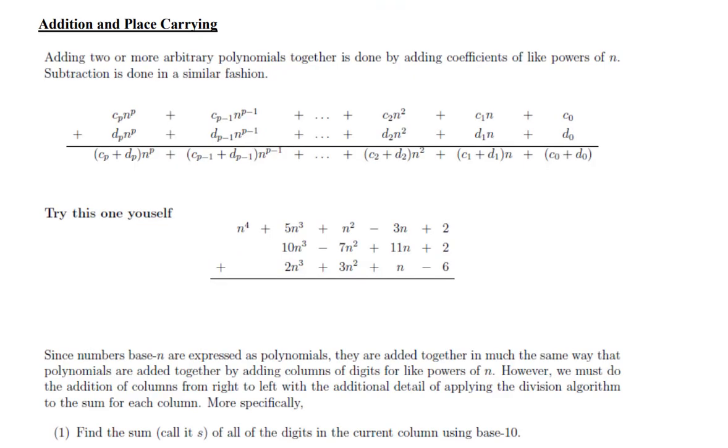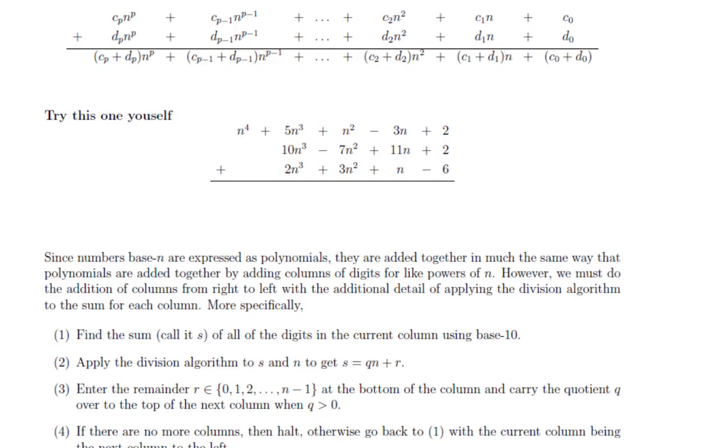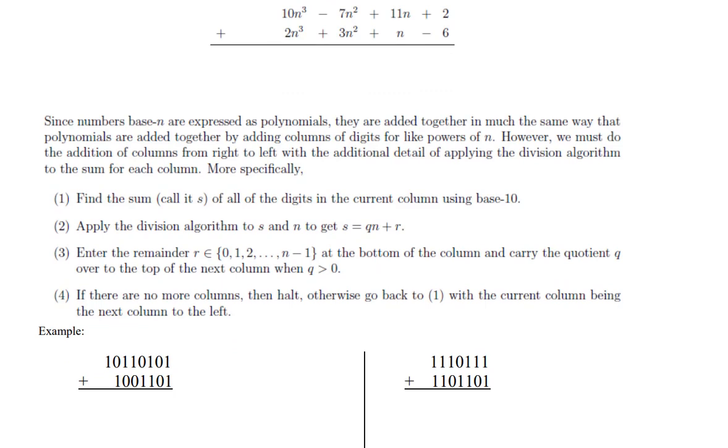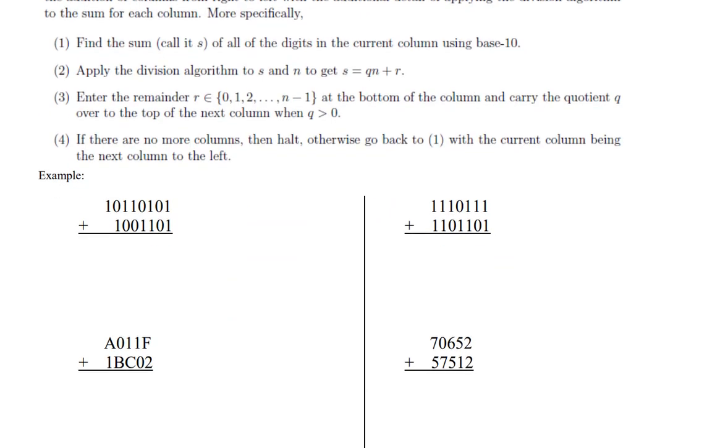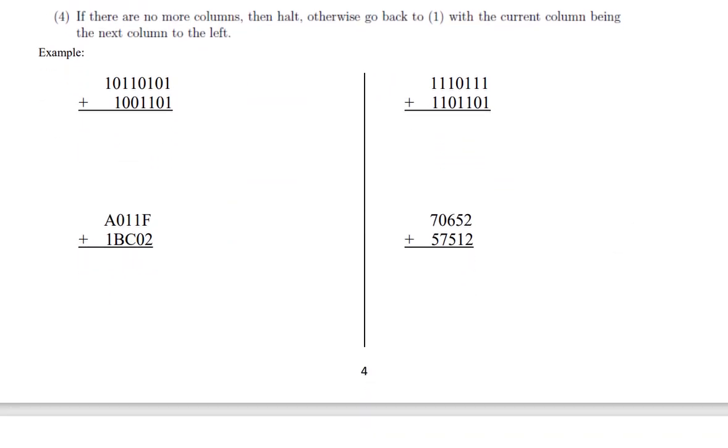So now let's learn about addition and place carrying. So here is the algorithm: the same as when you add a polynomial, you have to match the degrees, or basically match the place value. So here you could read the algorithm. Let's see an example. For example, here we have this binary added to this binary.